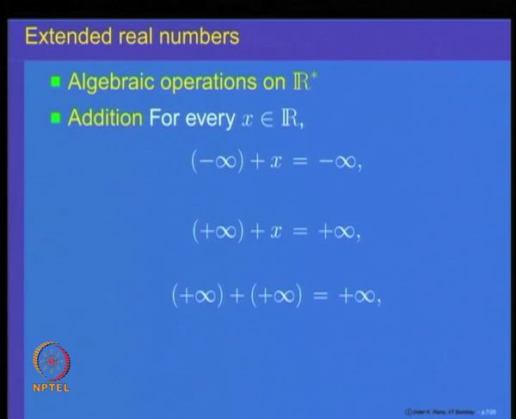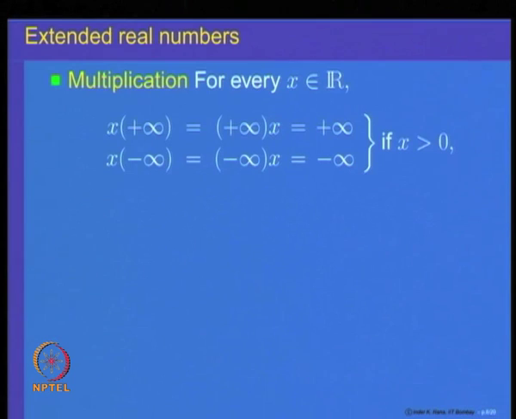Now, how does infinity behave when added to itself? Plus infinity plus infinity is plus infinity, and minus infinity plus minus infinity is minus infinity. And let us specify that plus infinity plus minus infinity is not defined. So, these are the only four relations among addition of plus infinity and minus infinity with respect to x, plus infinity with itself and minus infinity with itself. Next come the rules for multiplication.